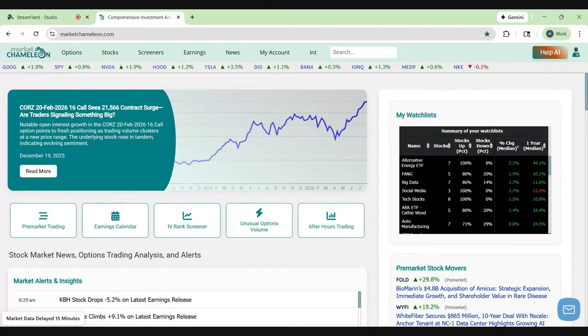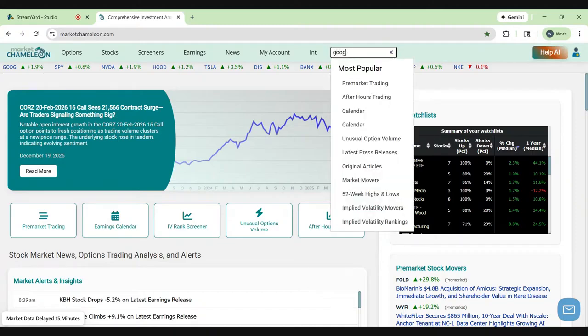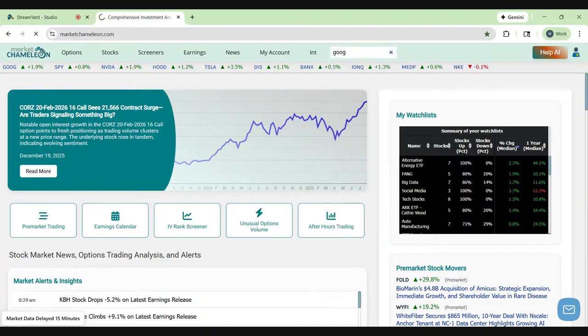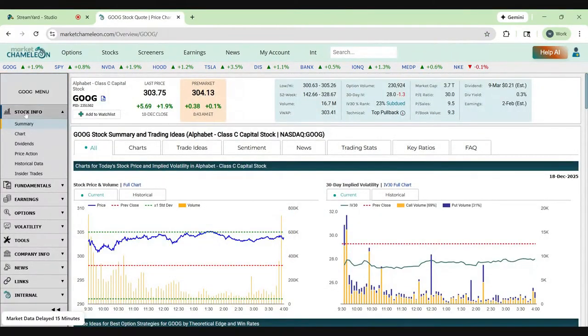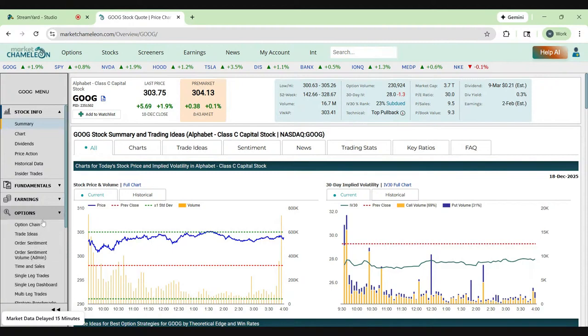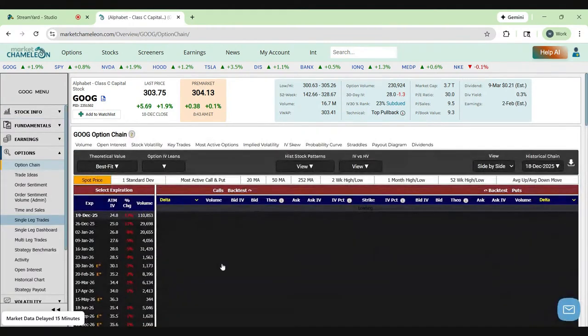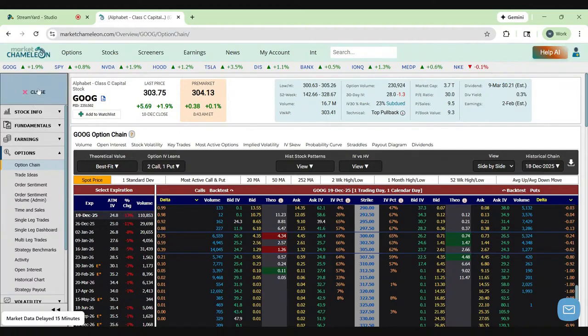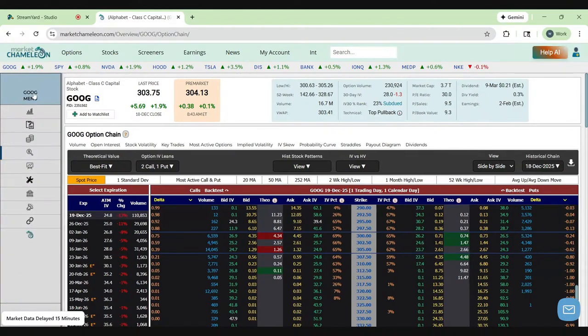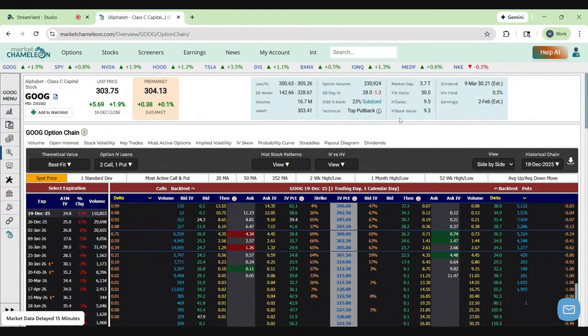So let's use an example. I'll go to Google, type in Google here, go to the Google main page. Once we land here, we'll go to the option chain. On the left-hand side, we'll click options, option chain. This will bring up Google's option chain. I'm going to click on this menu to minimize it for now and expand our screen.